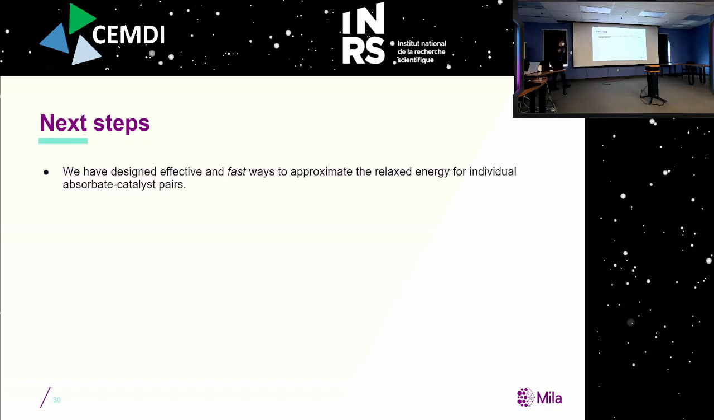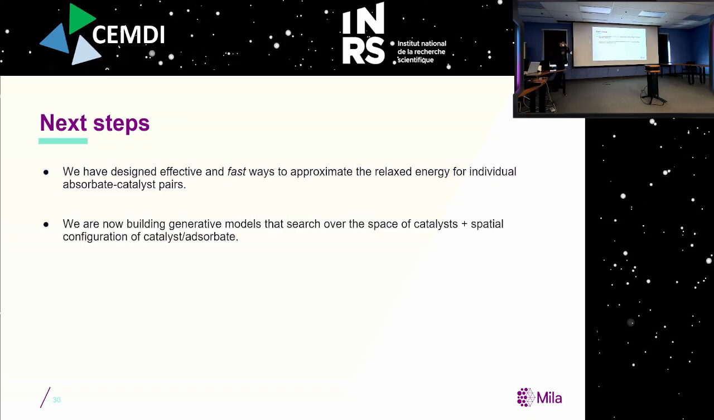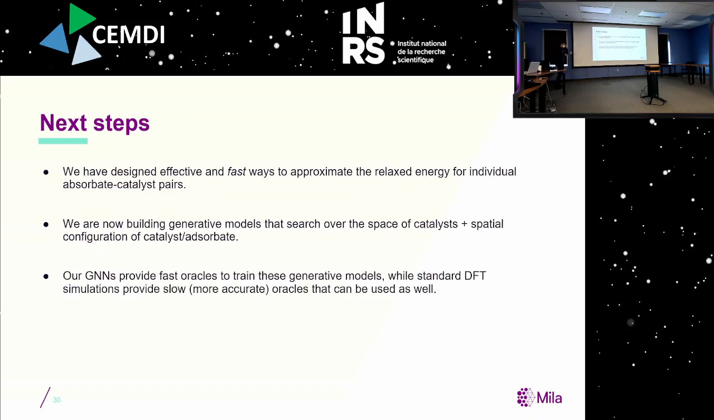In conclusion, what are we going to use this for? So we've designed some effective and fast ways to approximate the relaxed energy for individual adsorbate catalyst pairs. And what are we going to do with this? Well, we are building generative models that are going to search over the space of catalysts and spatial configurations of catalyst adsorbate in order to make use of this information. We can use these fast evaluation techniques to generate good catalysts. And so our graph neural networks provide fast oracles to train these generative models, while standard DFT simulations are also important, and they provide sort of more slow but also more accurate oracles that can be used as well, a combination of these.